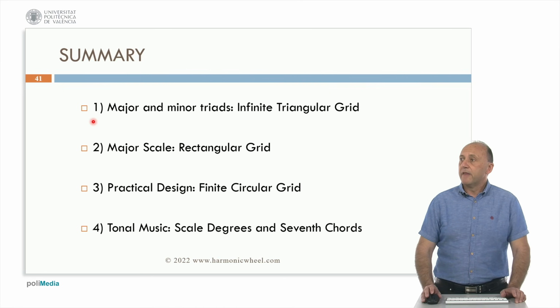So in summary, we will first represent the major and minor triads, then the major scale. The final design is a finite circular grid, and for tonal music, I included the scale degrees and seventh chords. You can find all the information on the webpage harmonicwheel.com.